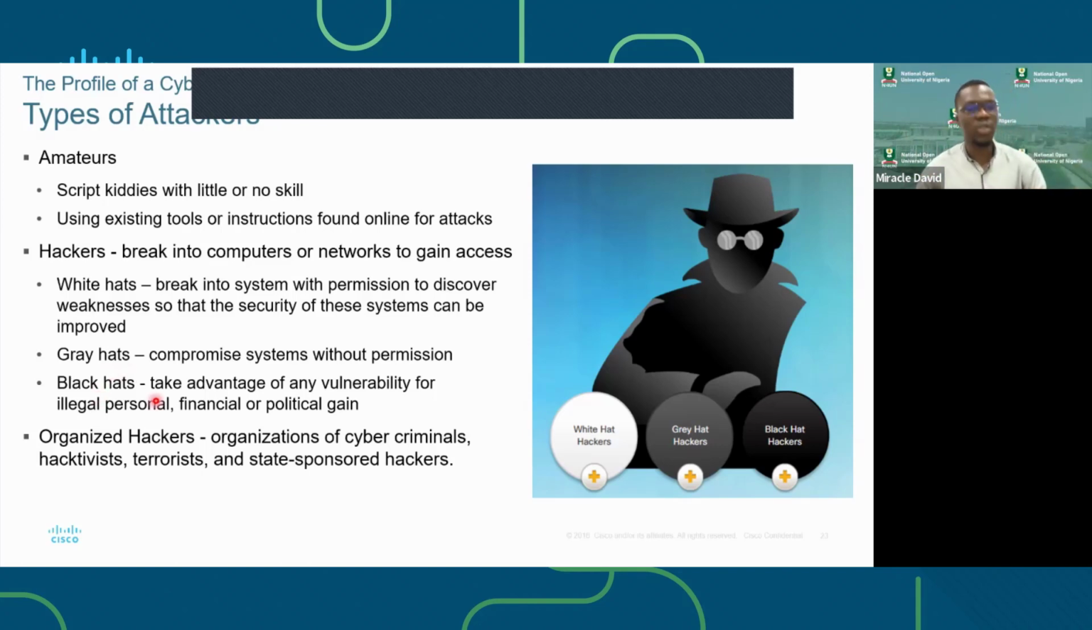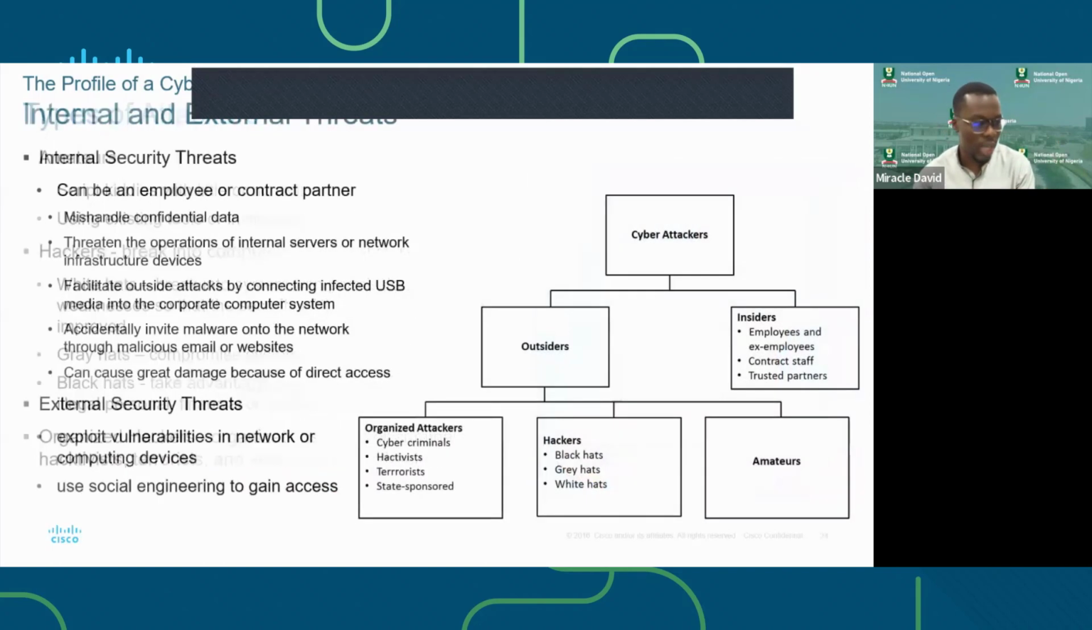Then we have the black hats. Those are the bad guys. Their aim is to get your information, get whatever they need, either through ransomware, collecting money from you, or causing damage, and all of that. Then we have organized hackers. They are organizations of cyber criminals, activists, terrorists, state-sponsored hackers, and all of that. These definitions are there. Let me just run through it. You can of course look at that later.